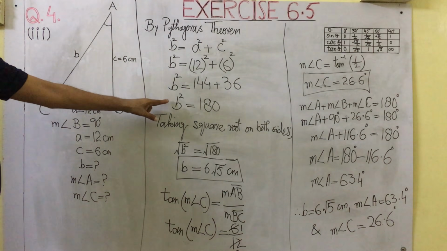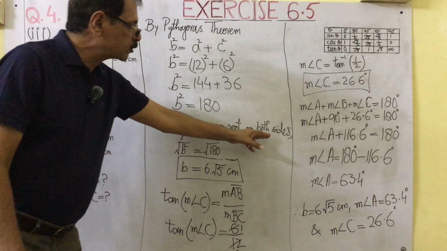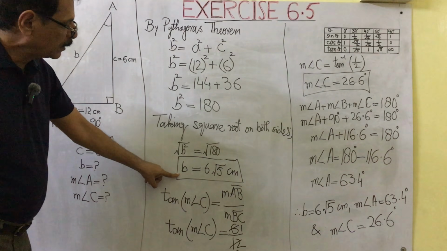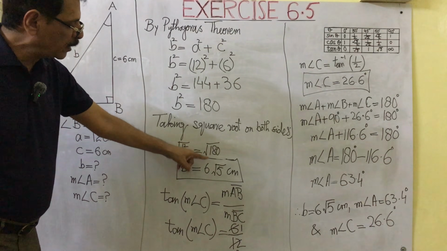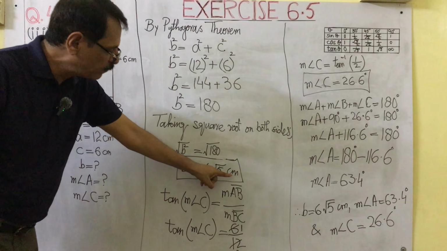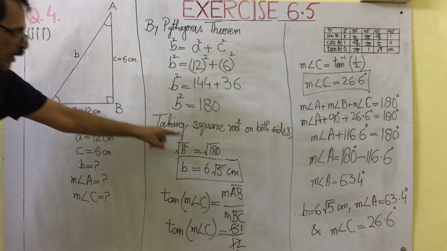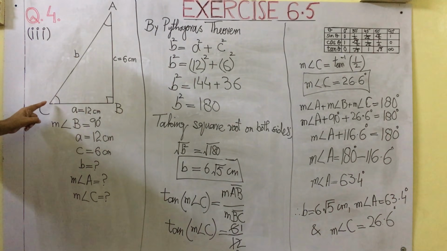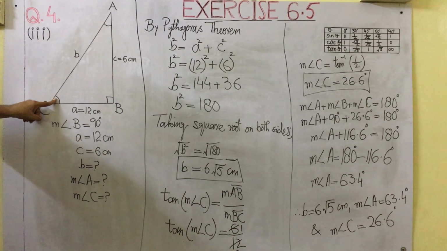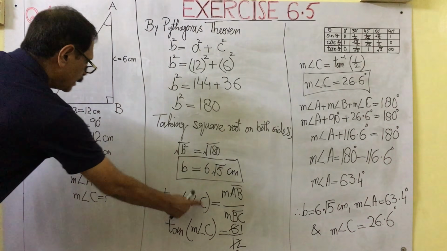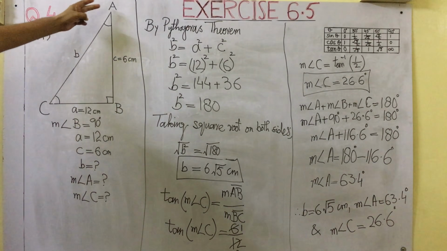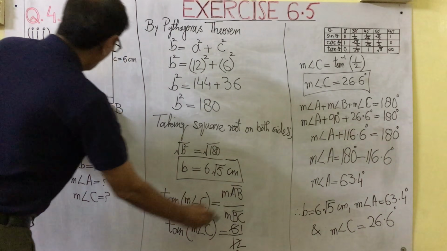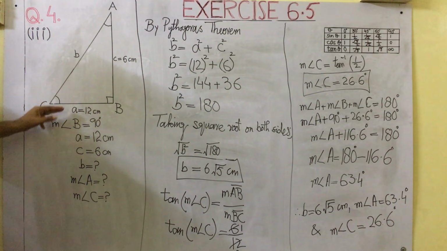To find B, taking square root on both sides, B becomes the square root of 180, which is 6 into square root of 5 centimeters. In right angle triangle ABC, tangent of angle C is equal to perpendicular over base.